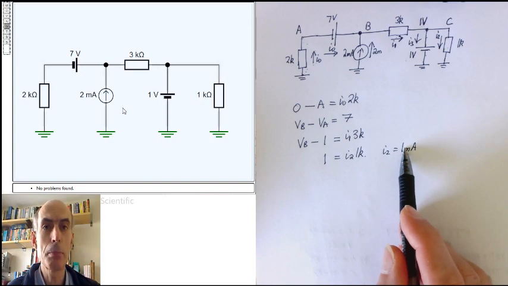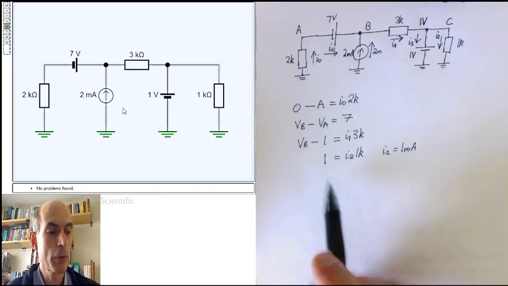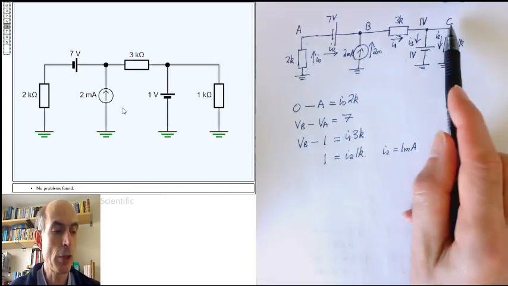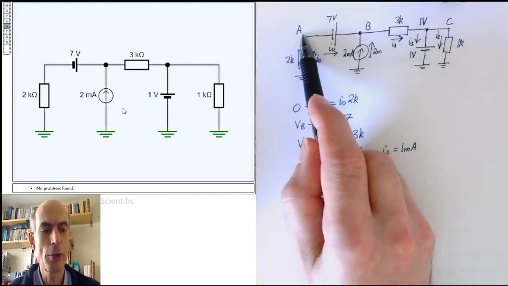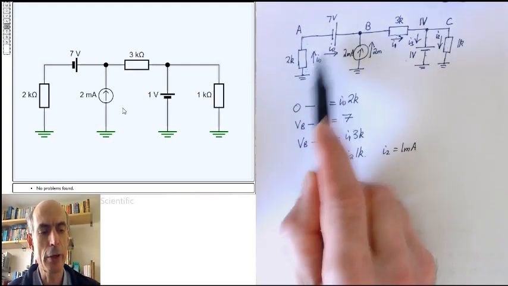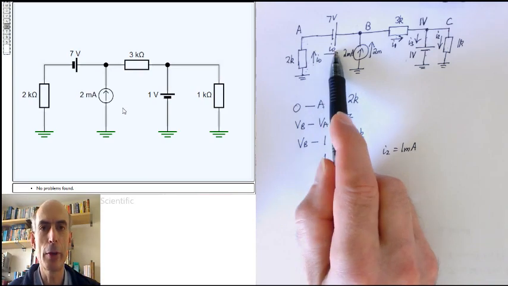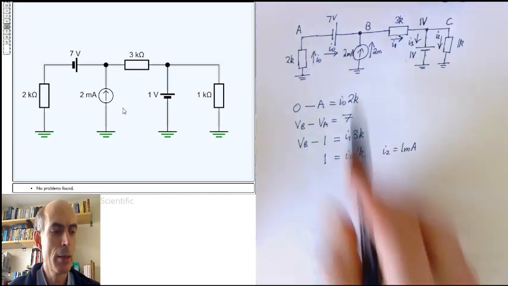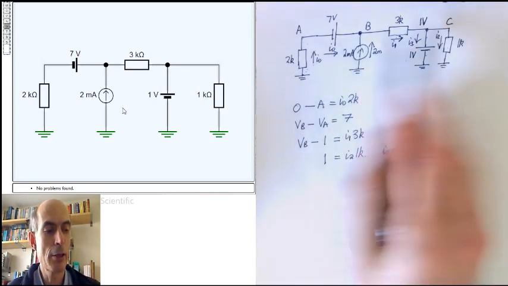Then, I've got to apply Kirchhoff's current law to nodes B and C. I don't have to do it at node A because I already know the current flowing in is equal to the current flowing out. I gave them the same name. But I do have to apply it at node B and node C.